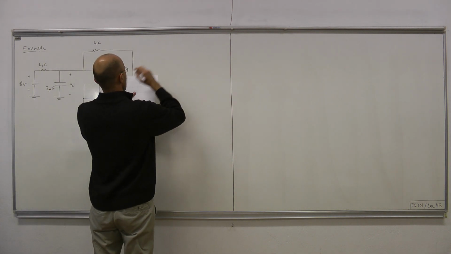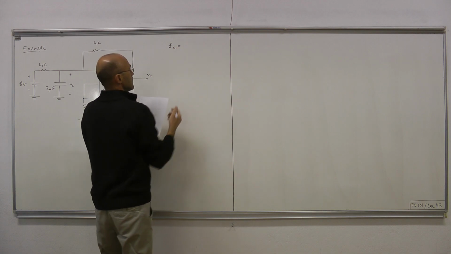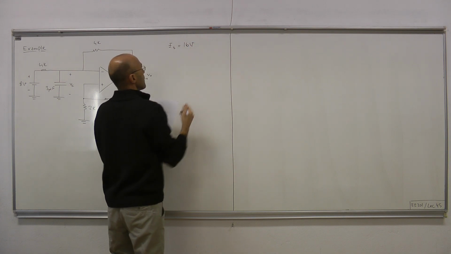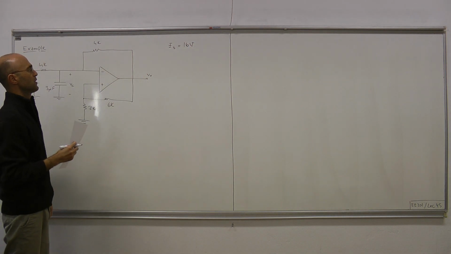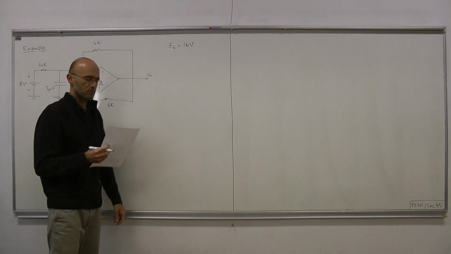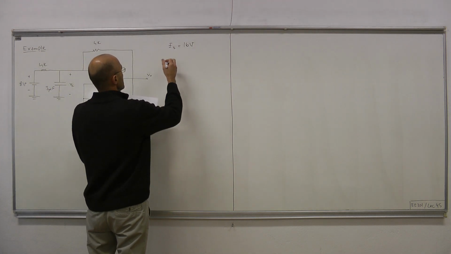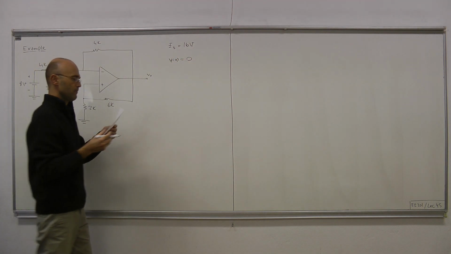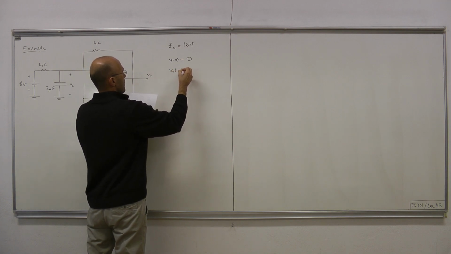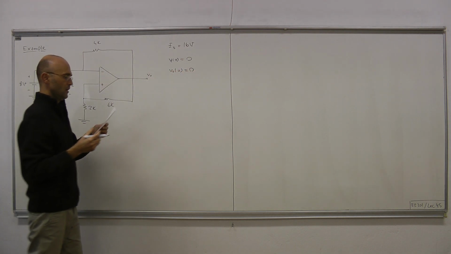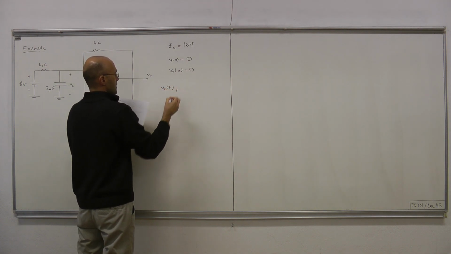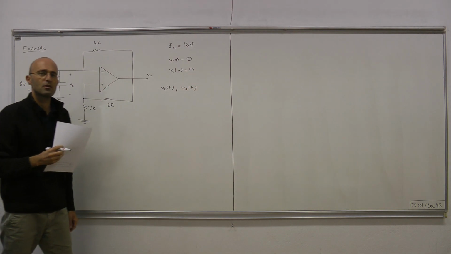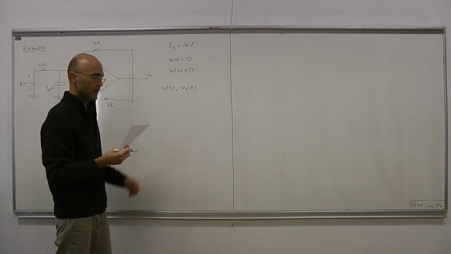So we're given the following information. The magnitude of saturation voltages are 16 volts. So positive saturation voltage is 16, negative saturation voltage is minus 16. And initial conditions are 0. The output is also 0. The question is the capacitor voltage. Find the capacitor voltage and the output voltage of the operational amplifier for t greater than or equal to 0.